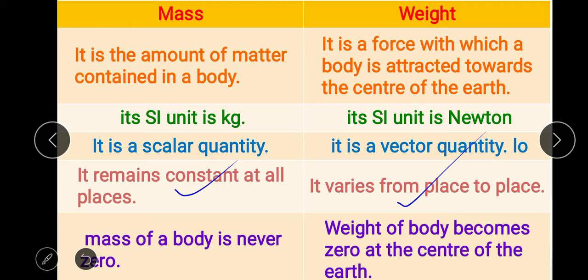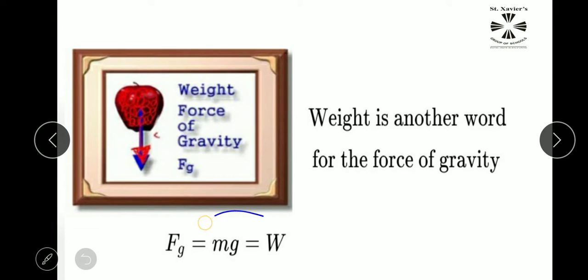Now the mass of a body is never zero, whereas weight can be zero, because we know that g can be zero. Here in this formula of weight, mg is there, g varies and g becomes zero at the center of the earth.